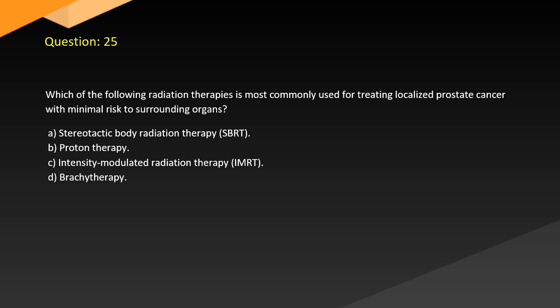Question 25. Which of the following radiation therapies is most commonly used for treating localized prostate cancer with minimal risk to surrounding organs? A. Stereotactic body radiation therapy (SBRT). B. Proton therapy. C. Intensity modulated radiation therapy (IMRT). D. Brachytherapy.